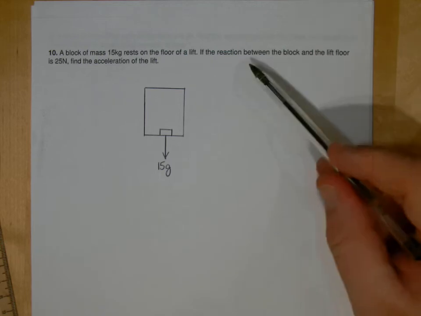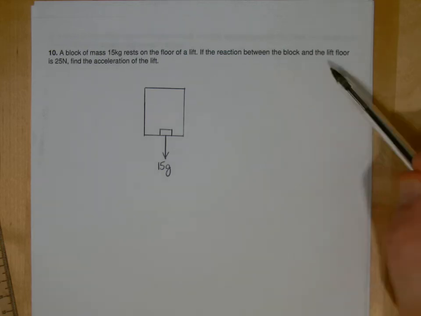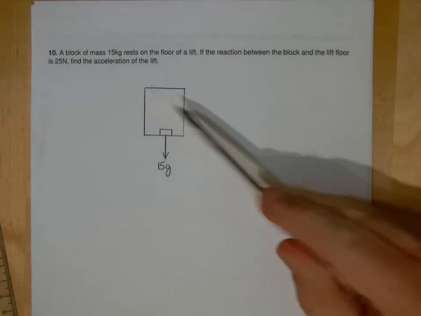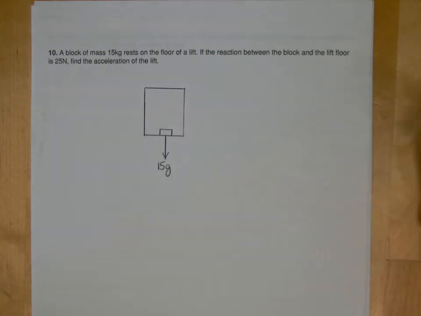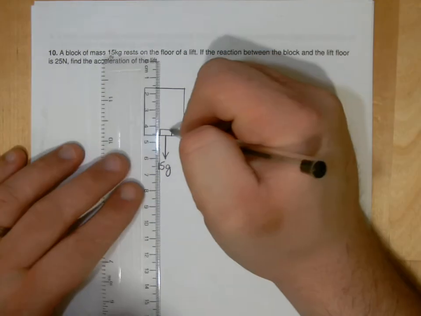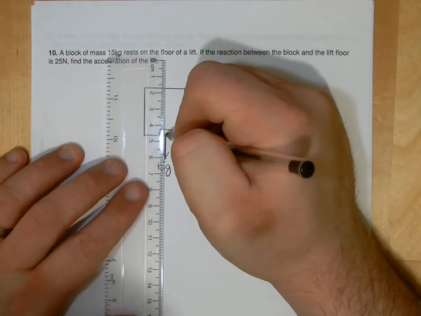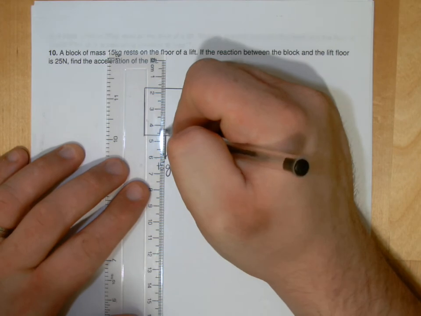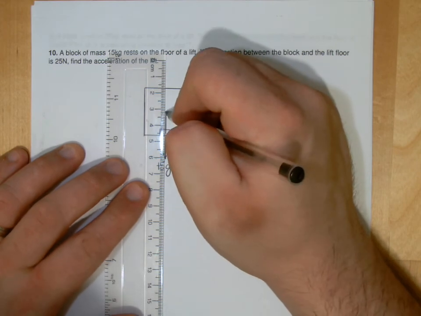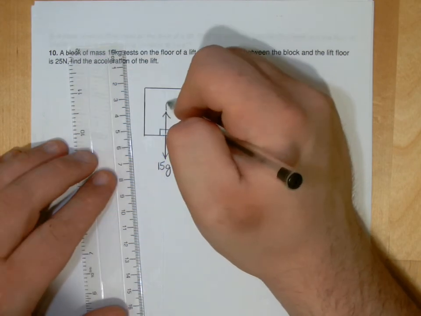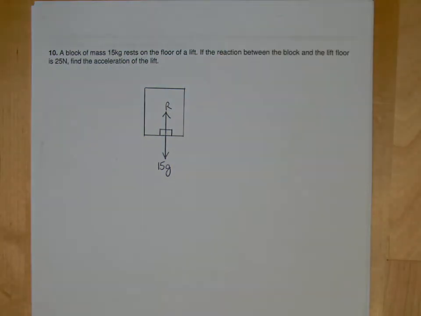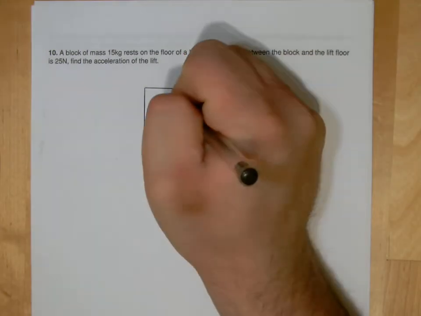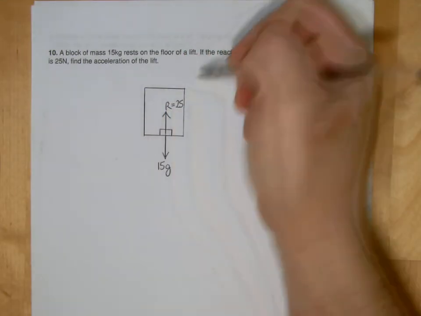So then it says if the reaction between the block and the lift floor is 25 newtons, find the acceleration of the lift. Well, of course, there is going to be a reaction because that block is sitting on the floor of the lift. So it's sort of supporting that block, isn't it? It's like it's pushing it up. So there's the reaction there. Now we know the reaction is 25 newtons.